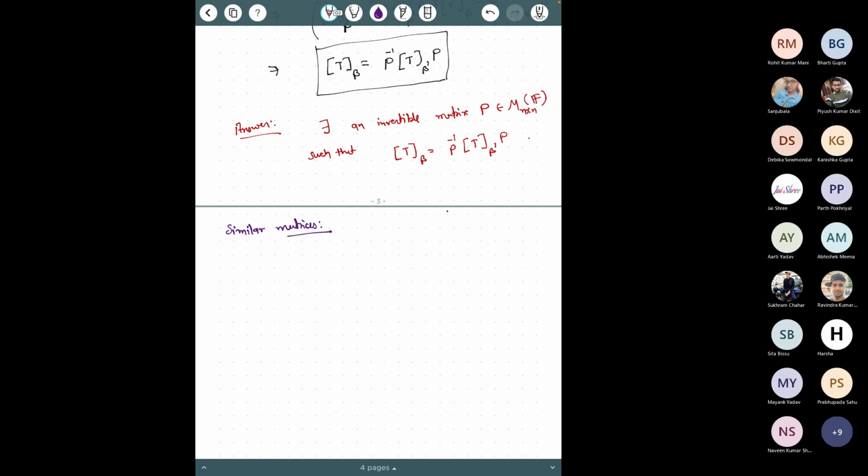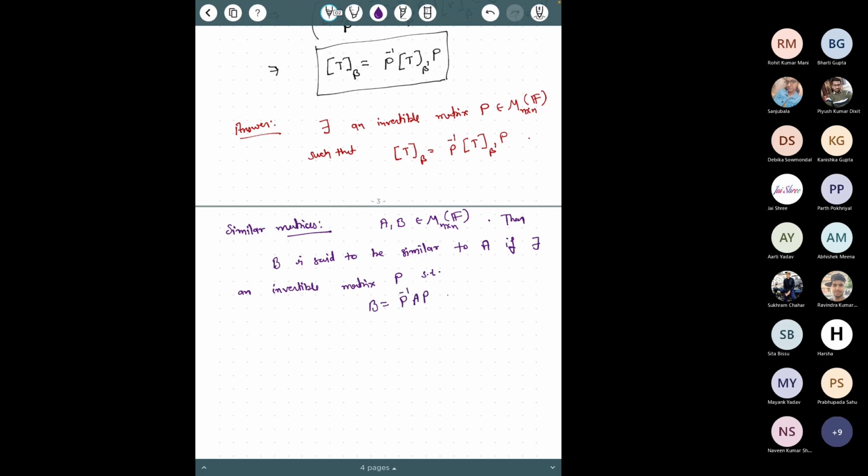Similar matrices. Suppose we have two matrices of the same size, A and B, of size n cross n over the same field F. Then B is said to be similar to A if there exists an invertible matrix P such that B is equal to P inverse AP.